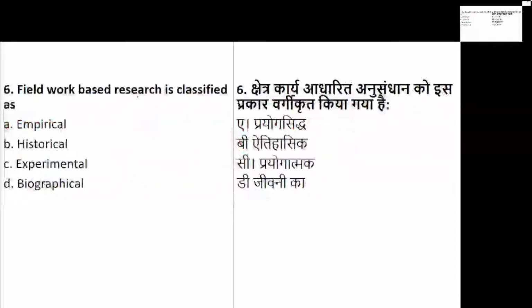Okay. Now, question number 6, everyone. I have come to question number 6. Question number 6 is talking about field work based research. Field work research is called as what? Empirical, historical, experimental, biographical. I'll read again. Field work research. Is it called as empirical? Is it called as historical? Is it called as experimental? Or is it called as biographical?